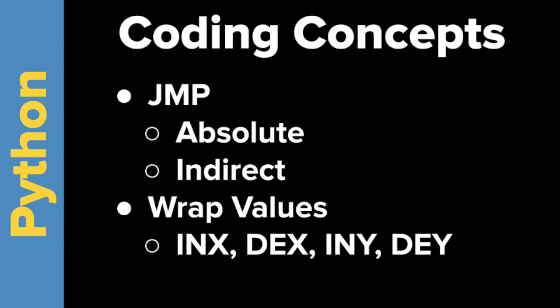What that means is like with INX or DEX, INY, DEY, when the X register gets to 255 and you go up one, that's 256, but you can't actually do that in an 8-bit computer. You need to wrap it around and it actually goes back to 0. Same thing when you decrement, so you're at 0, you subtract 1, that takes you around to 255.